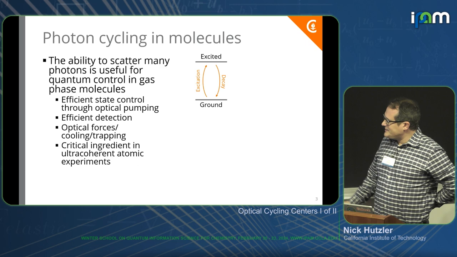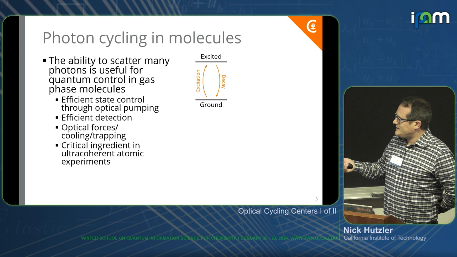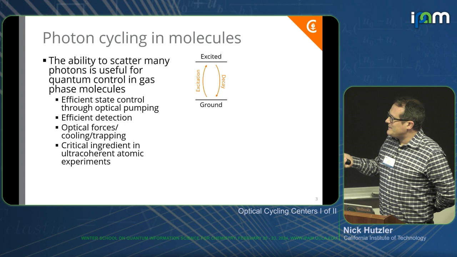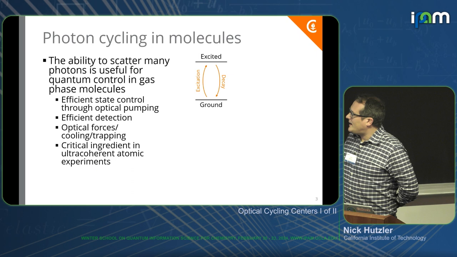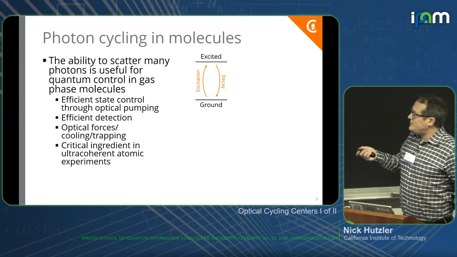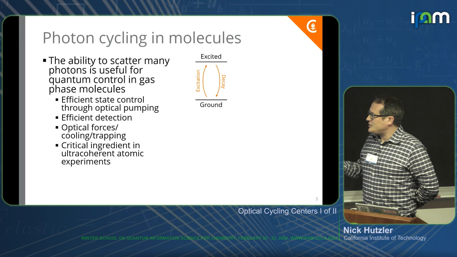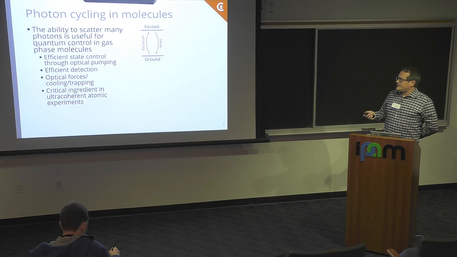Something that I'll be talking about a lot today is photon cycling in molecules, meaning the ability to repeatedly excite, let spontaneously decay, and then re-excite some transition in a molecule. The ability to do this many times is very useful. It allows you to do efficient state control through optical pumping. It allows you to detect efficiently if you detect these decay photons. If you can scatter enough of these photons, you can apply forces, including things like cooling and trapping using laser light.